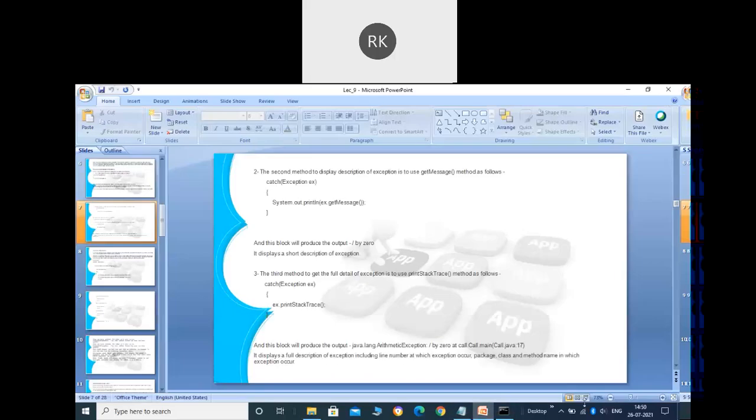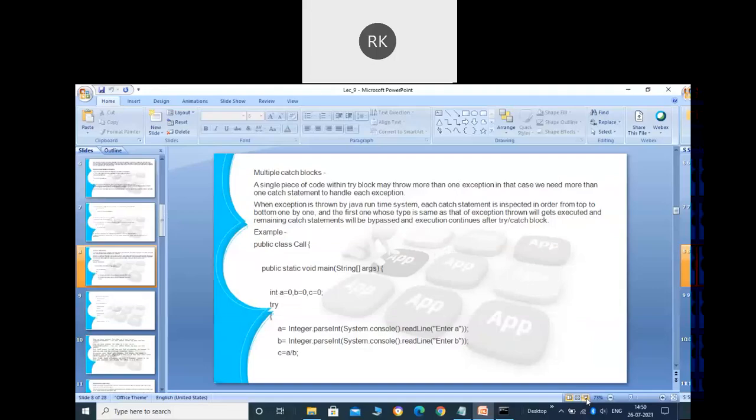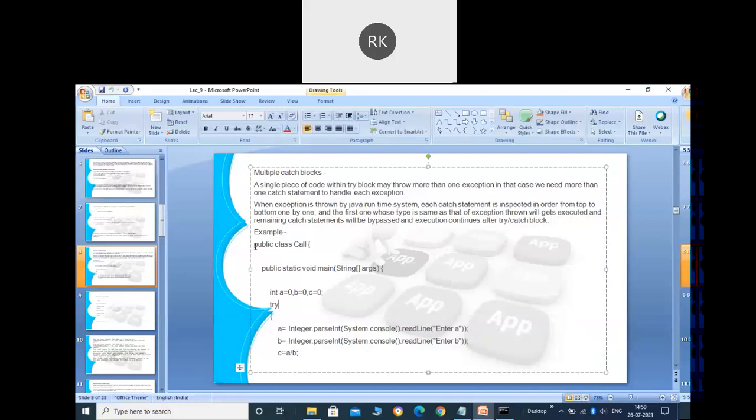So these are the three different ways that you can use just to print the description of your exception. All right. Now let's see the next example. We can have multiple catch blocks. And when will we require multiple catch? When you have code within your try block that can throw multiple exceptions and you want to handle them separately. Obviously in that case you need to have multiple catch statements. So let's see this. This will be the last thing for today.